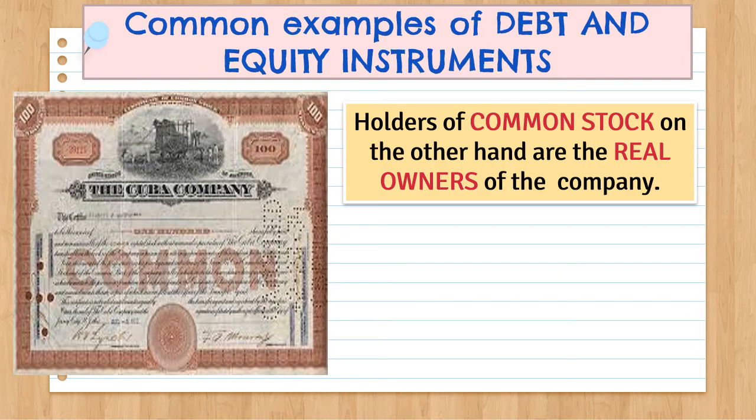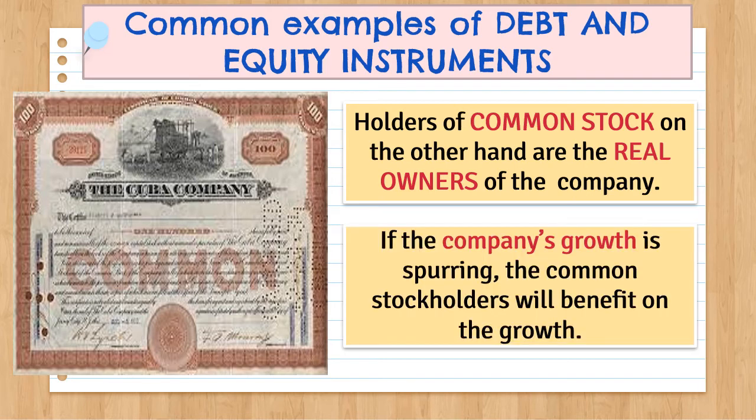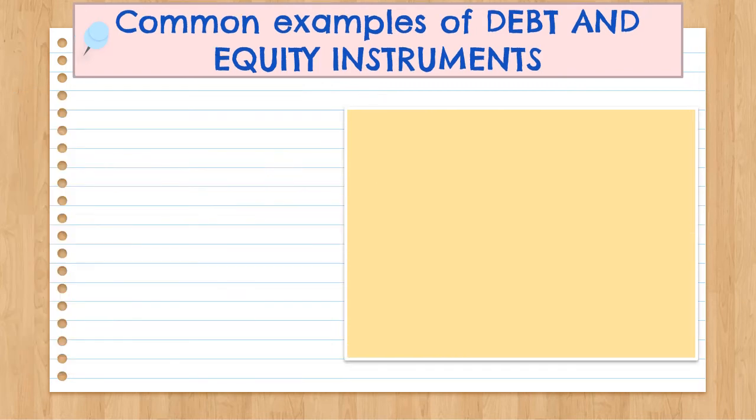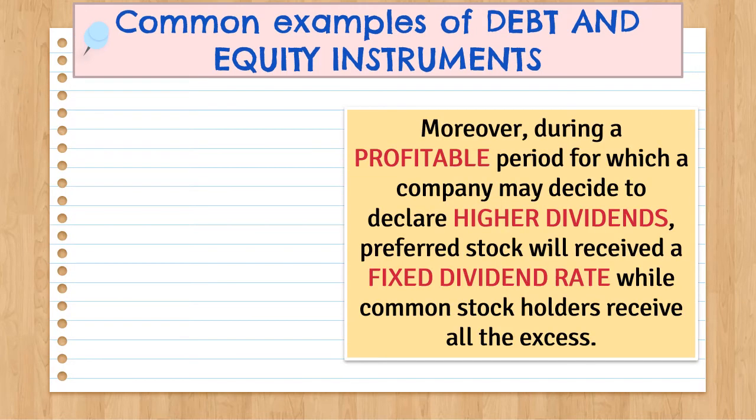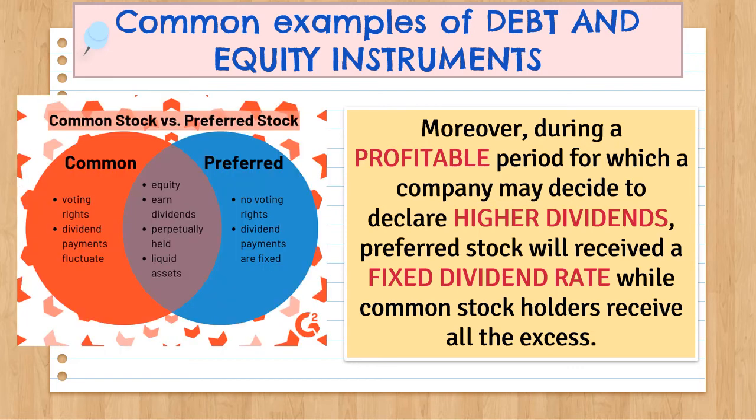Holders of common stock, on the other hand, are the real owners of the company. If the company's growth is soaring, the common stockholders will benefit from the growth. Moreover, during a profitable period in which a company may decide to declare higher dividends, preferred stock will receive a fixed dividend rate, while common stockholders receive all the excess.